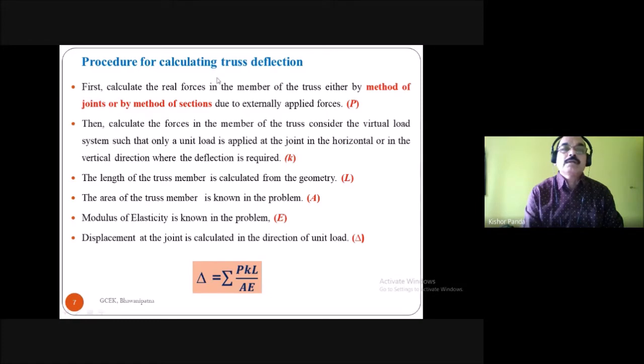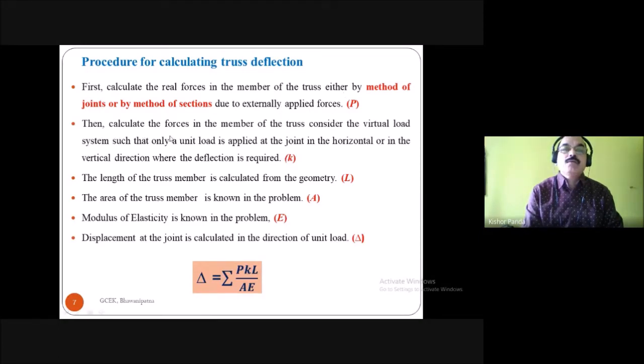Procedure for calculating truss deflection. So these are the steps. First, calculate the real forces in the members of the truss, either by method of joints or method of sections, due to externally applied forces. Using the method of joints or method of sections, you can find out the real forces in the members of the truss due to external applied forces.